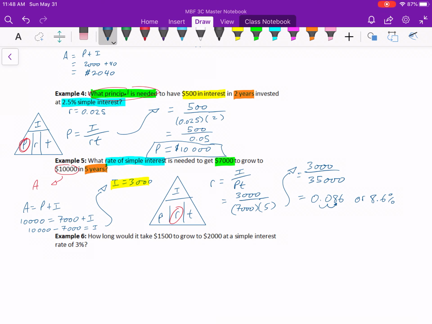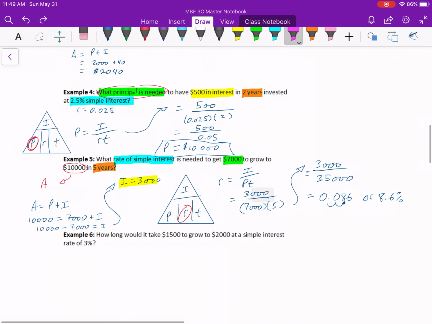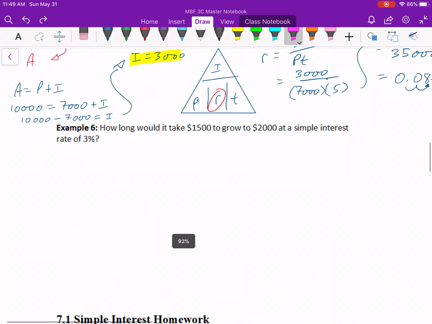Before I move on to the last example, just compare this formula here that we just got with this one here. They're almost the exact same, aren't they? It's just the first one, the one in example 4, has got P by itself, whereas the one in example 5 has got the R by itself, but in both cases we've got I on the top and the other two variables on the bottom. That's always the case when we're solving for anything that isn't I. When we're solving for I, it's just I equals PRT. For anything else, I is going to be divided by the two other variables.